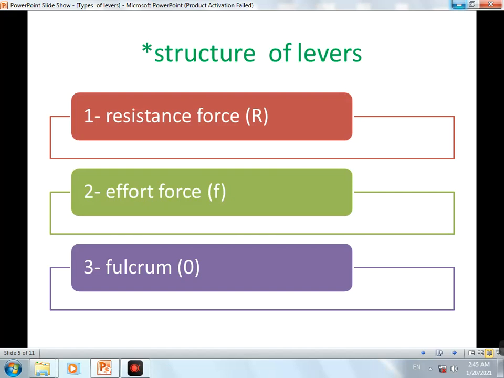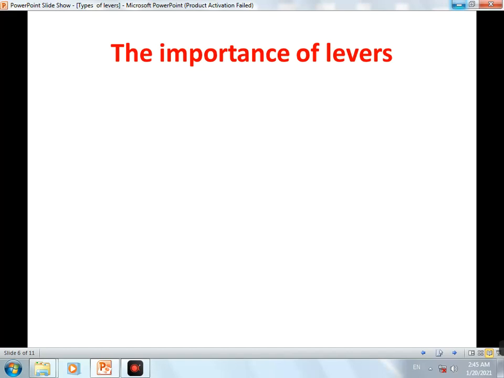Examples of levers: we have seesaw, bottle opener, ice or sweet holder, crowbar, nutcracker, wheelbarrow, scissors, stapler. So what is the importance of levers, grade 6? Number 1, increasing force. Increasing force like what? Like crowbar and nutcracker.